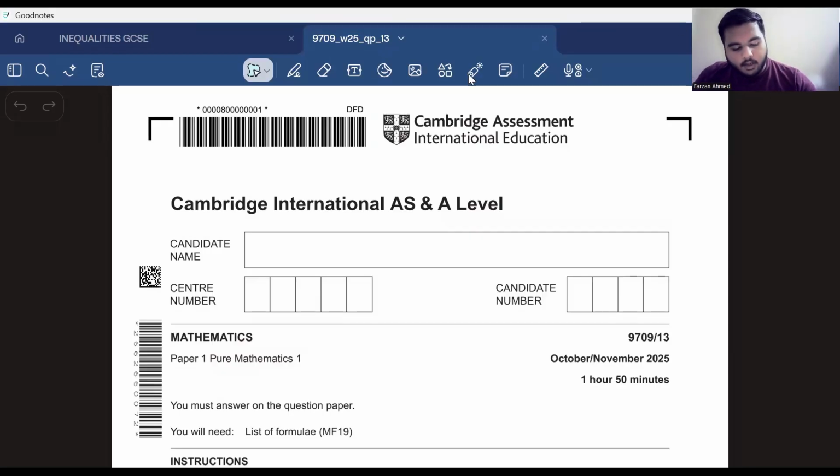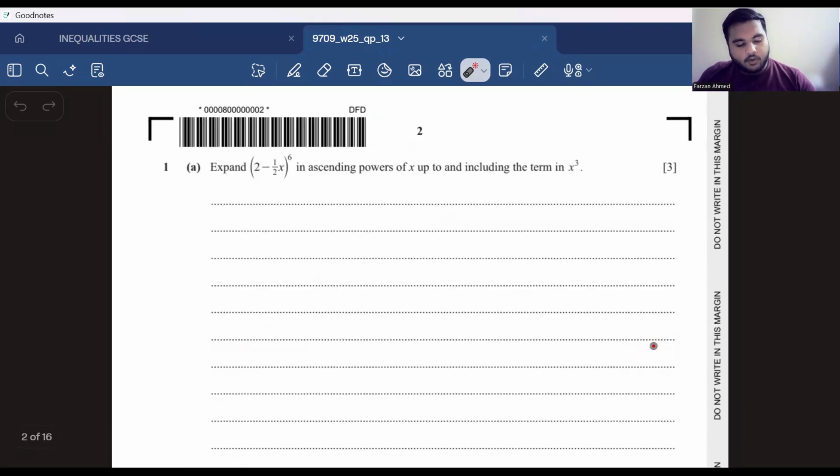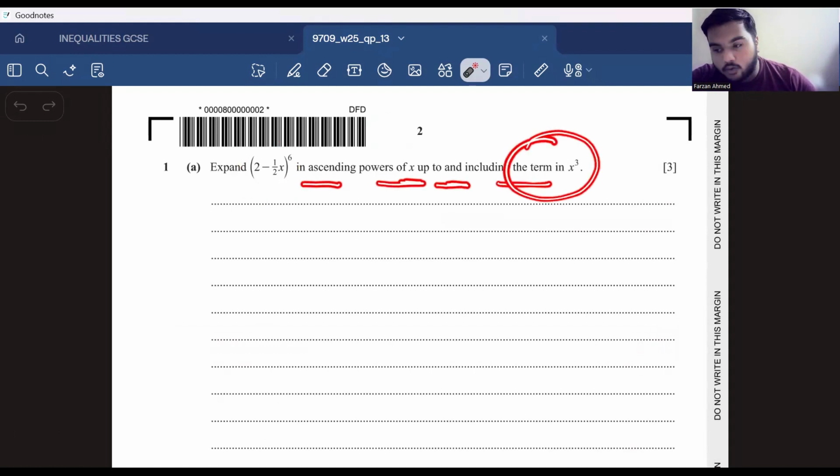Okay, now we are starting with 9709 Paper 1, October/November 2025. In the first question they are saying expand (2 minus 1 upon 2 x) whole bracket to the power 6 in ascending powers of x up to and including the term in x cube. Okay, so what will we do?